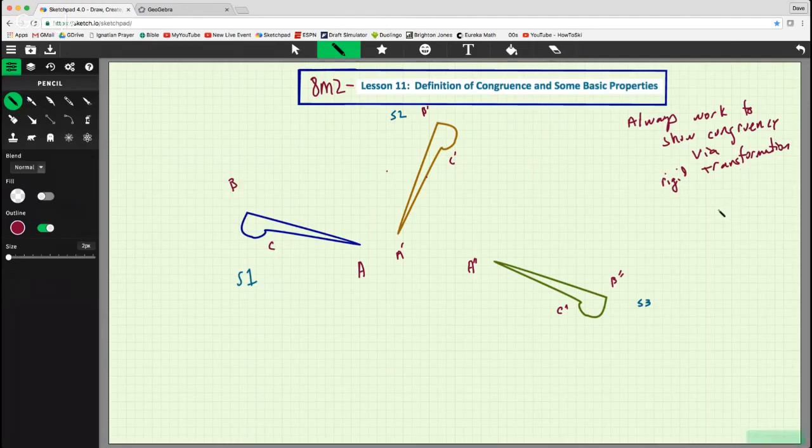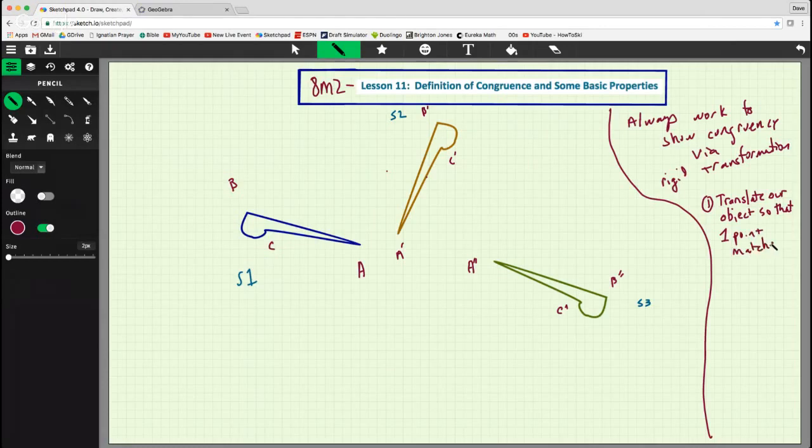So the first thing that we're going to do using our strategy, and just watch this, follow this. The first thing we're going to do is translate our object so that one point matches up. Just one of the points. We're going to match A to A prime, or B to B prime, or C to C prime.